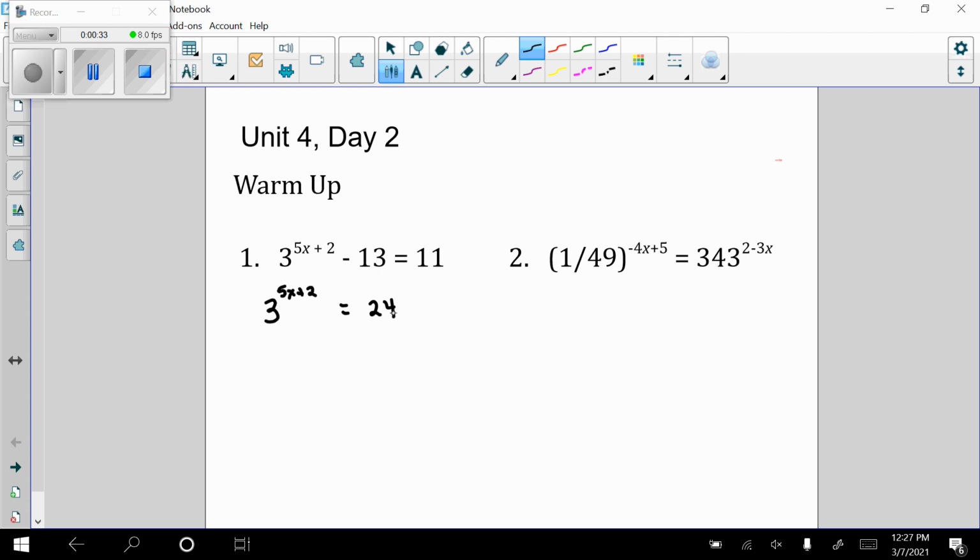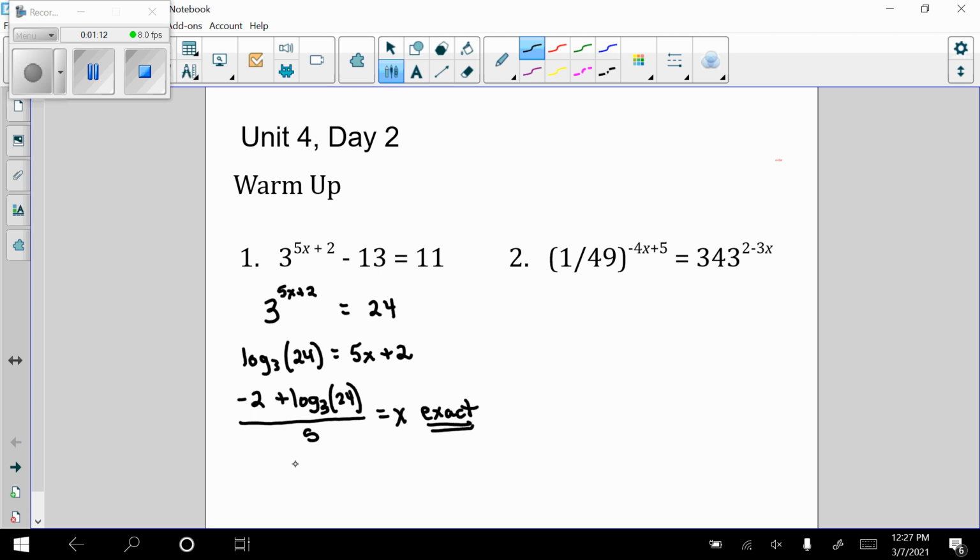Once I do that, I can change to a logarithm. So log base 3 of 24 equals 5x plus 2. Solve for x, use your calculator one time at the end. Don't start calculating and rounding as you go. So I'm going to subtract 2. So negative 2 plus log base 3 of 24, divide that by 5 or multiply by 1/5, equals x. There's the exact answer.